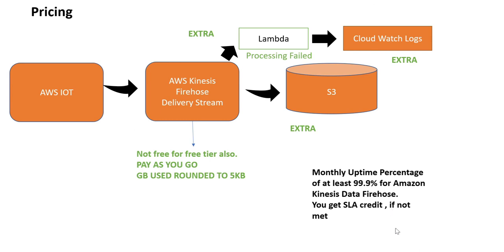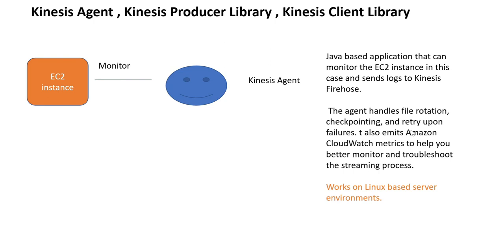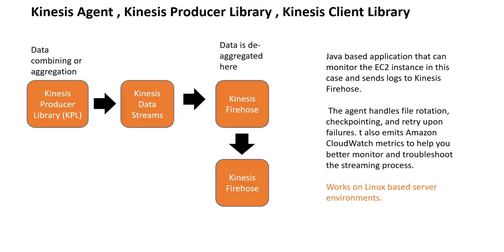Now let's quickly look at Kinesis agent. Like I explained before, it is a Java based application. So suppose you put it on an EC2 instance, it will monitor the EC2 instance and send the logs to the Firehose. And this agent only works on Linux based environments. Now you have KPL, that is Kinesis Producer Library. This can be used for data combining or aggregation when it sends to data streams, and when it comes to Firehose it de-aggregates it. So this is one important concept. KPL aggregates the data and sends it, and Firehose de-aggregates it, and then it sends to Lambda for transformation, etc.